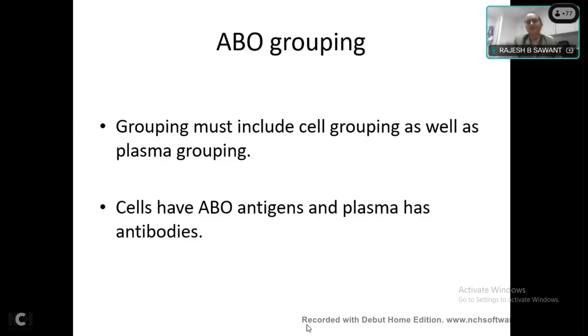So when it comes to ABO grouping, we have two components, which include cell grouping and plasma grouping. So blood grouping is not only just doing your test with anti-A and anti-B. There is a forward or cell grouping and a reverse, that is plasma grouping, right?